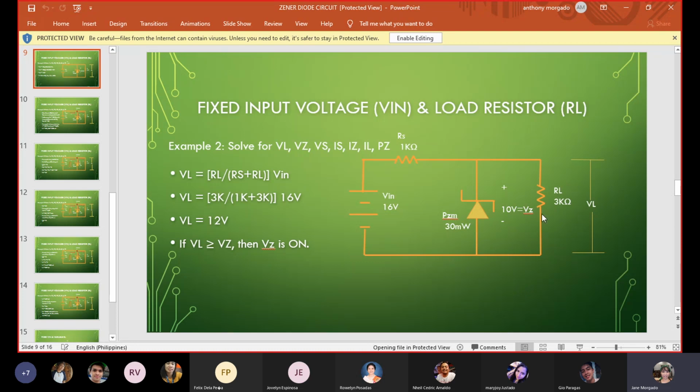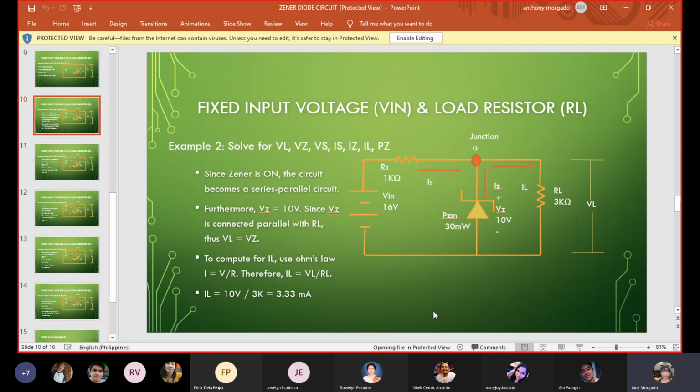Okay. So here, we are sure that the Zener diode is on, with 10 volts. Since the Zener is connected in parallel with RL, we can be sure that VL is also equal to VZ. Mag-equal na sila, again, because they're connected in parallel. Since Zener is on, the circuit becomes a series parallel circuit, kasi with RL and Zener connected in parallel, and the combination of Zener and RL in series with RS. Kaya siya series parallel circuit.